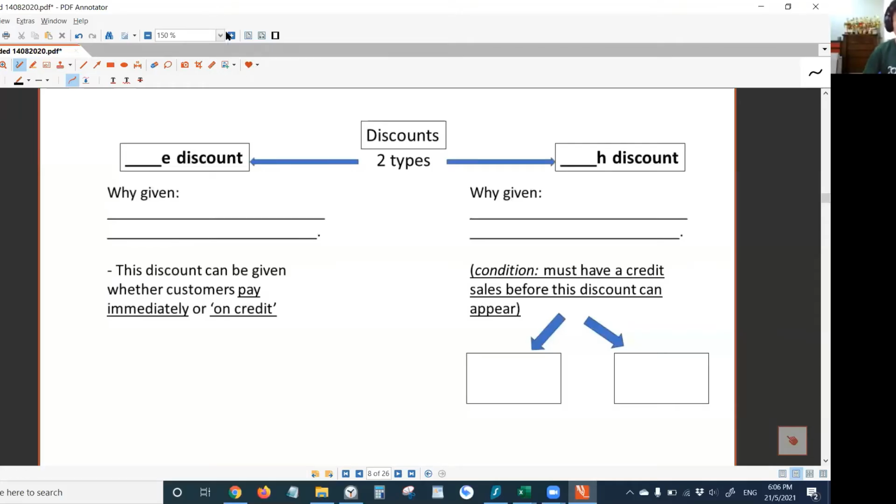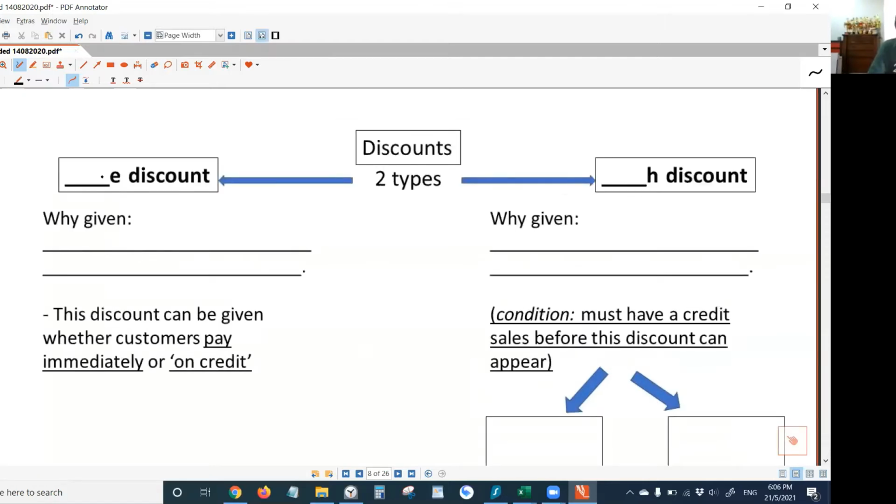Okay, we fill in the blanks first. There are two types of discounts. The one on the left, you write trade discount. The one on the right, you write cash discount.